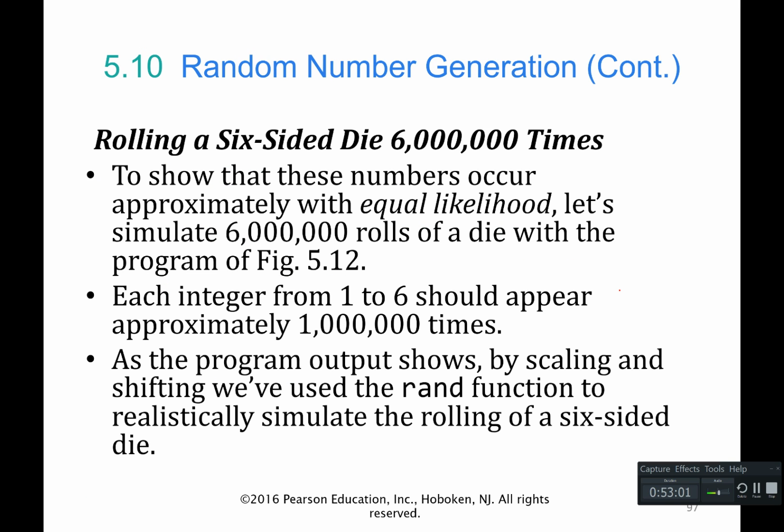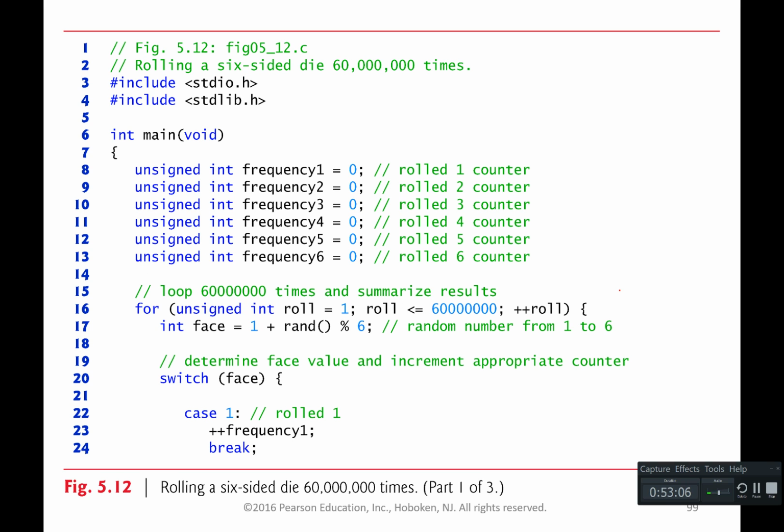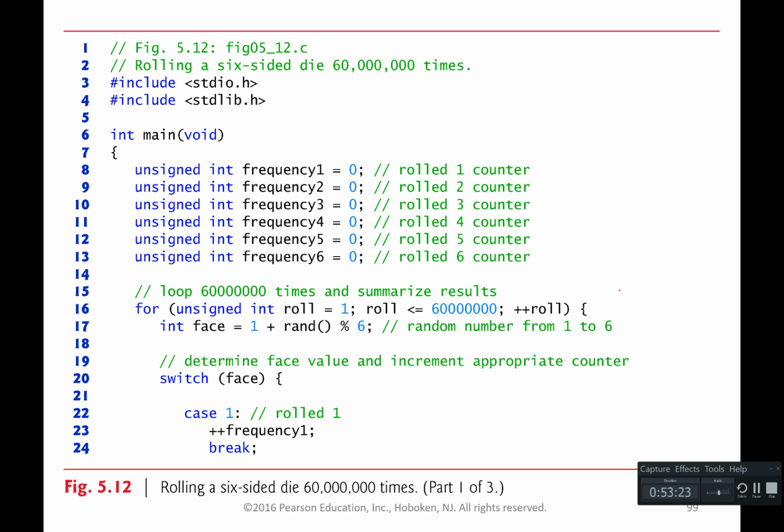This is a program that throws the dice 6 million times and determines the frequency of each value. As you can see, it's a relatively even distribution. I'll leave this program for you to look at. It's actually a pretty good program to use.